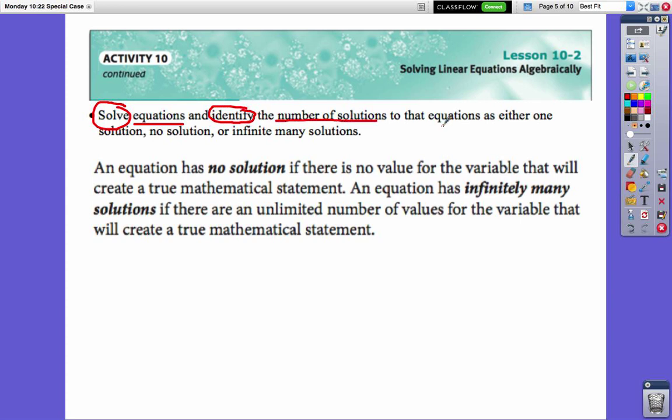Now remember, there are 3 different types of solutions that you can have to an equation. An equation has no solution if there is no value for which the variable makes a true mathematical statement. If an equation has infinitely many solutions, then there are an unlimited number of values for which that variable can make a true mathematical statement. No solution, infinite solutions, and then of course we know typically there's always one solution to an equation. But these are our 2 special cases here.